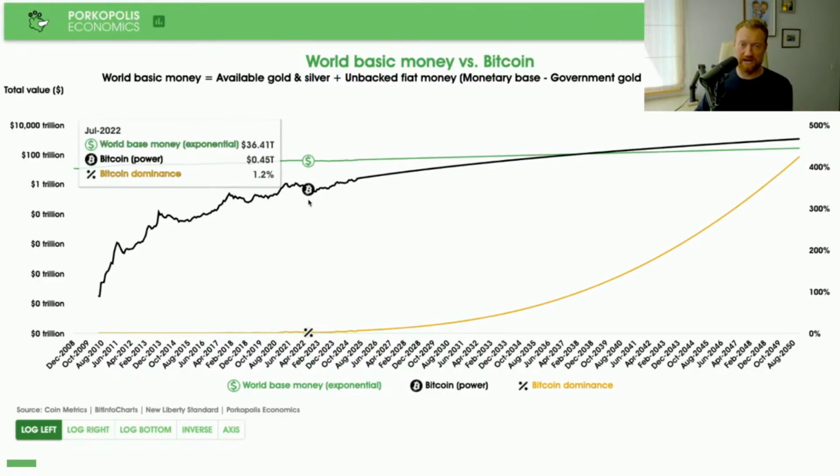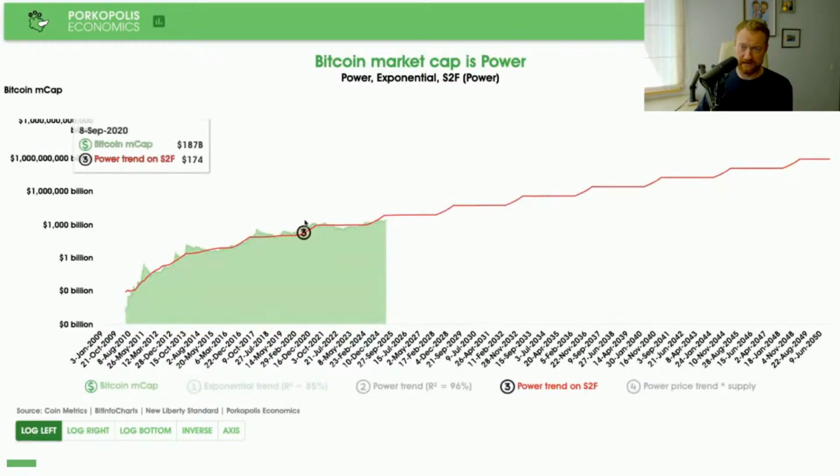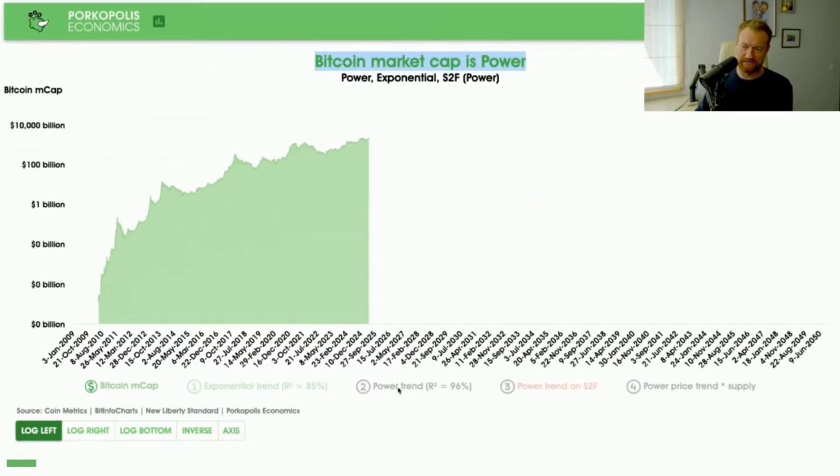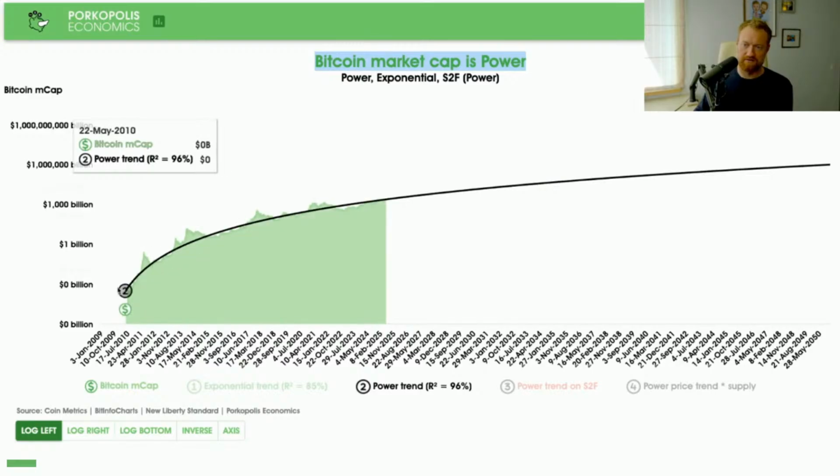So we're back to market caps now, not price, but market caps. Unlike this slide, back to market cap. Let's take off the power trend. Let's just look at this. This slide also takes 6,000 pieces of data, but it runs it on the market cap. Doesn't look at the price, doesn't look at the supply, just runs it on the market cap.